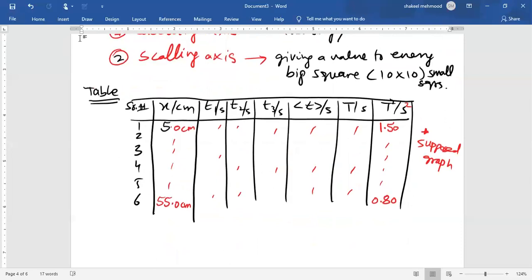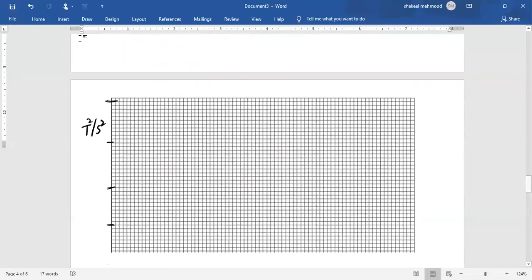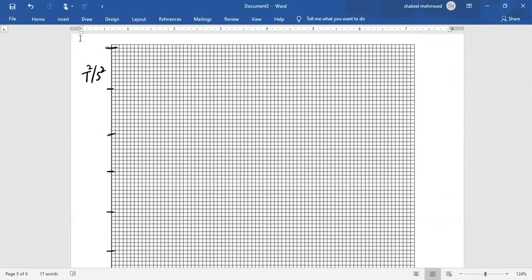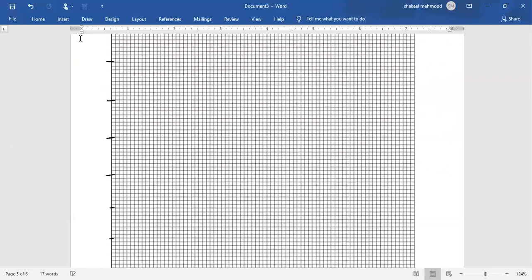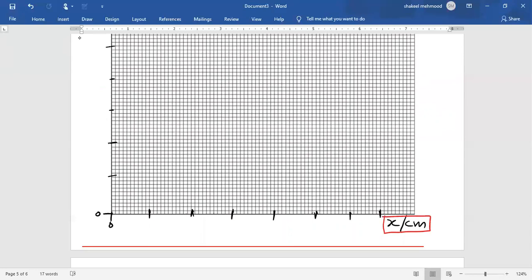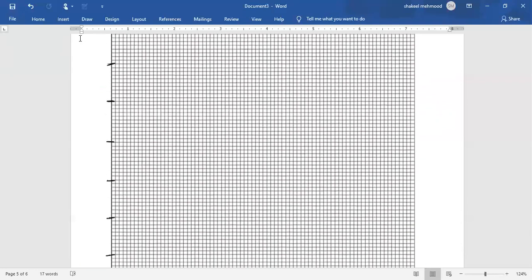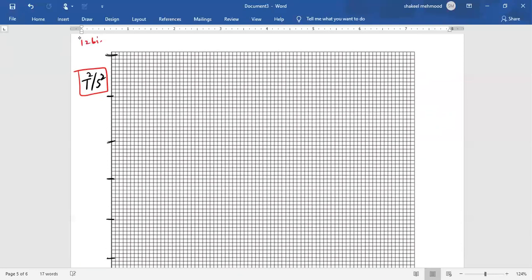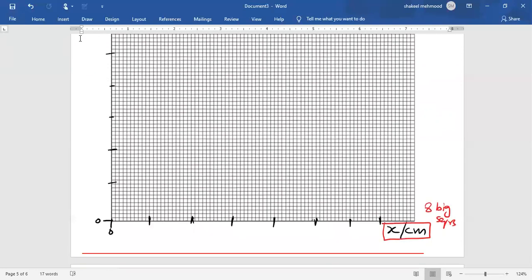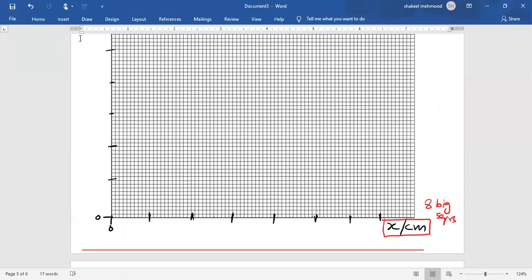So how you will scale the axis? Scaling means giving a value to every 10 by 10 big square. Look, I have labeled y-axis with t square with its unit, and I have labeled x-axis with x with its unit. Beta, along x-axis there are 8 big squares, like 1, 2, 3, 4, 5, 6, 7, 8. And along y-axis 12 big squares are there. And in each big square 10 small squares are there. And this is the origin. It can be 0 or it cannot be 0.